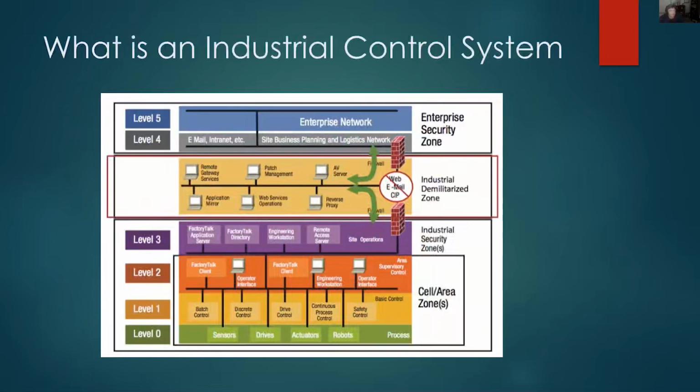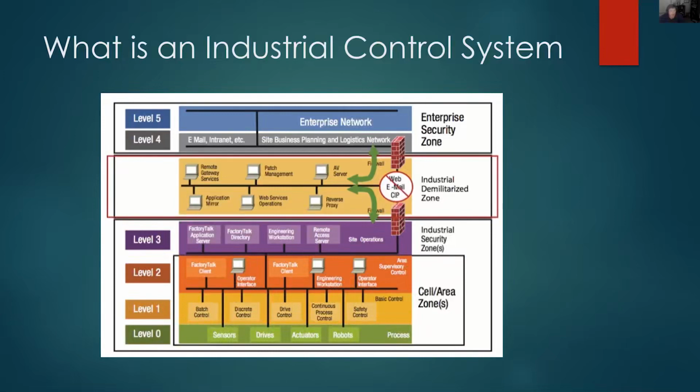Right now we're looking at a picture of the Purdue model, which is a conceptual model that breaks down how industrial control systems are supposed to be structured, or how they fit into a corporate environment. And this was originally a conceptual model for process automation, and it's been adapted over the years.